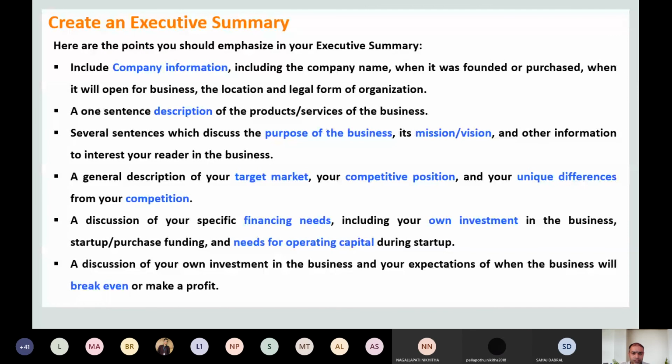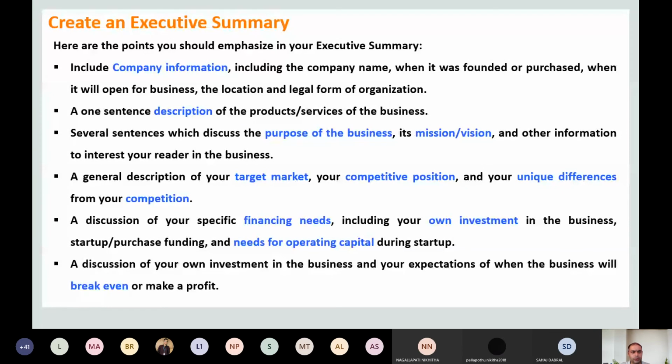What is the mission and what is the vision of your business? Mission and vision stand for the short-term and long-term goals which you are going to achieve. Then who will be your target customer, who is your competitor, what is the difference between your product and the competitor's, what kind of finance you expect, how much will be your own individual investment, how much capital you are expecting to start the business, and what will be your break-even point. All these things you have to list out in your business plan.